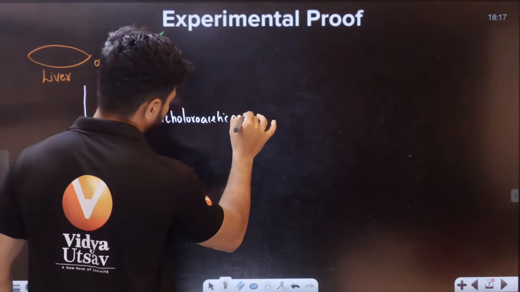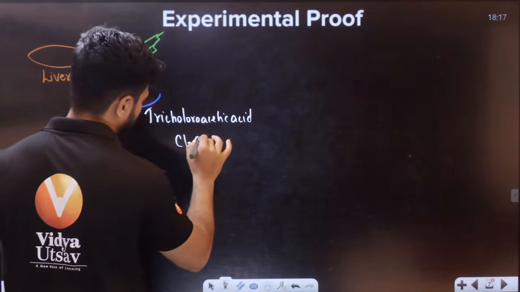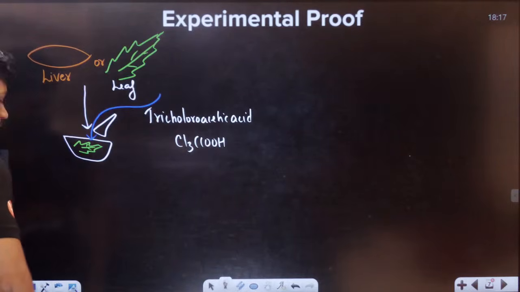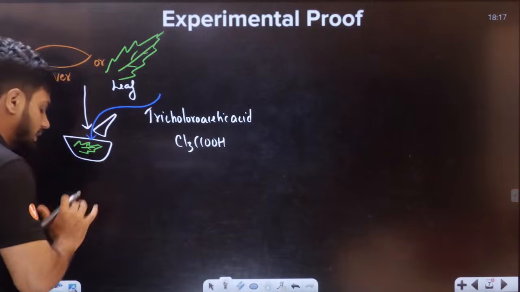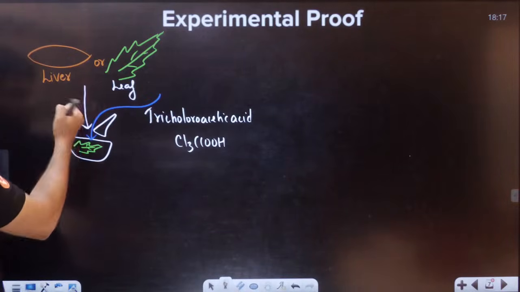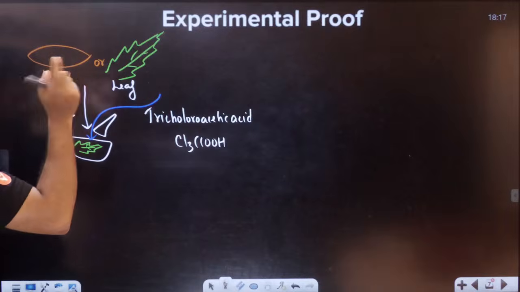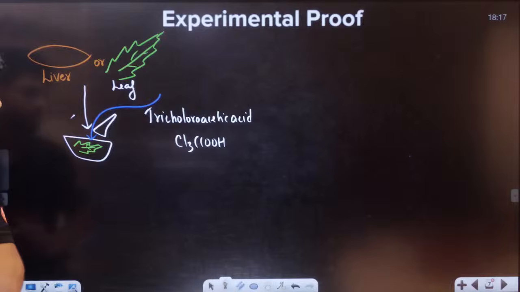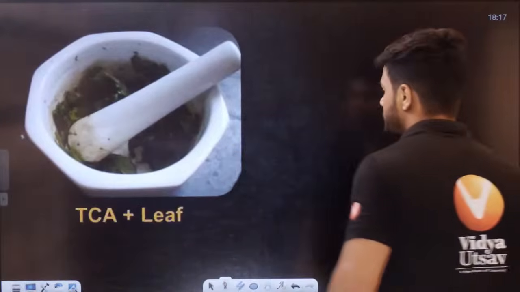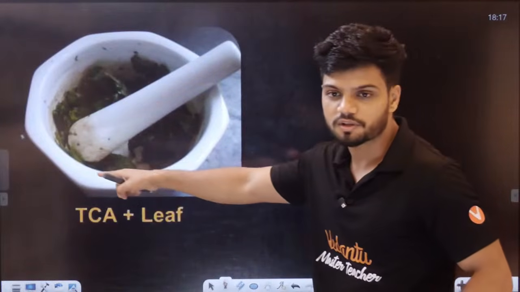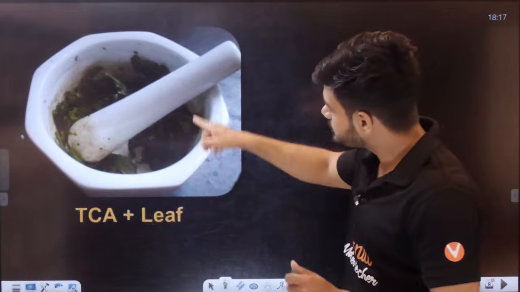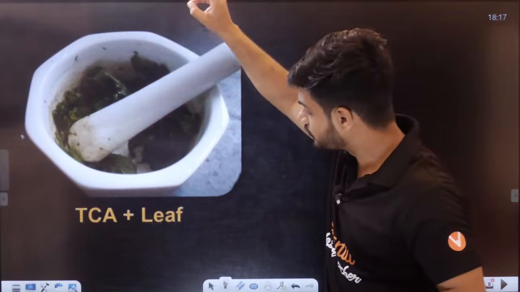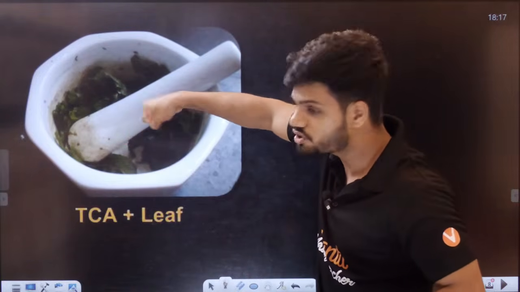Trichloroacetic acid has been added, students. Now, once you add the trichloroacetic acid, you nicely grind it. If you want, you can use a mixie, but we will not use a mixie now. We will use only the mortar and pestle. This is how the mortar and pestle looks. So we add the leaf, we add the trichloroacetic acid, and we make the chutney nicely, students.